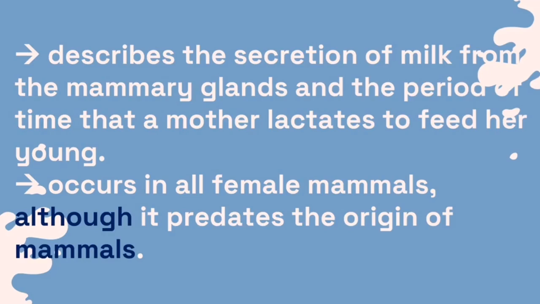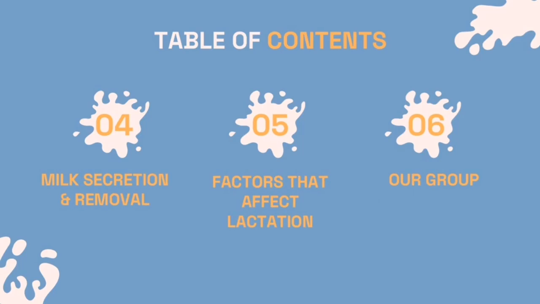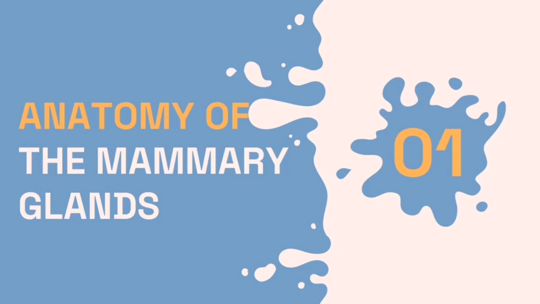Lactation describes the secretion of milk from the mammary glands and the period of time that a mother lactates to feed her young. Today, we'll be discussing the anatomy of the mammary gland, the 4 stages of lactation, the milk secretion and synthesis, milk secretion and removal, and lastly, the factors that affect lactation.